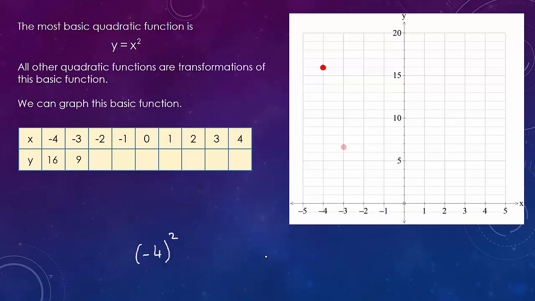-3 squared is 9. Let's put that on the graph. So x is -3, y is 9. And then we've got -2 squared is 4. And -1 all squared is 1. 0 squared is just 0. So that goes at the origin. 1 squared is 1. 2 squared is 4. So we plot 2, 4. 3 squared is 9. And 4 squared is 16. And then we draw a smooth curve through these points.